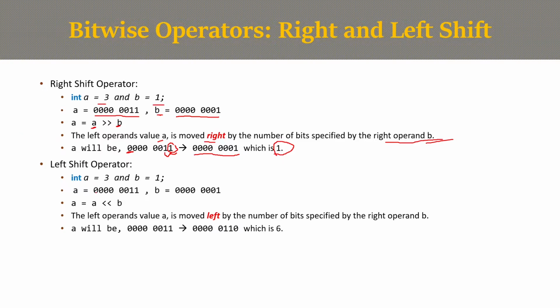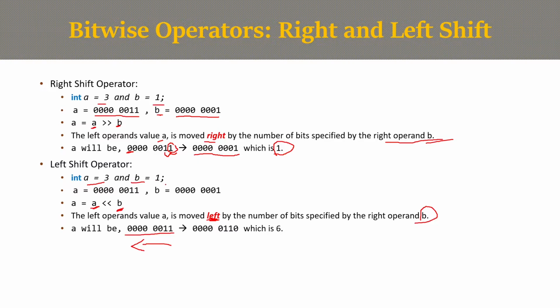Now moving on to the left shift operator, say we have A equals 3 and B equals 1, similar to this example. This is similar to the right shift operator, except instead of moving right, it will move the bits of the left operand to the left, by the number of bits specified by the right operand B. So here A will be moved to the left position. The bits will be individually moved to the left by the number of bits specified by B.